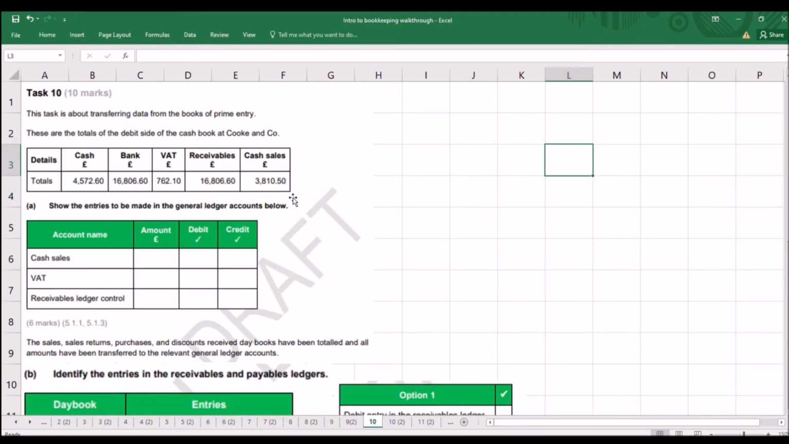So question 10 is about the cash book. So pause there for A, if you have a go at that.